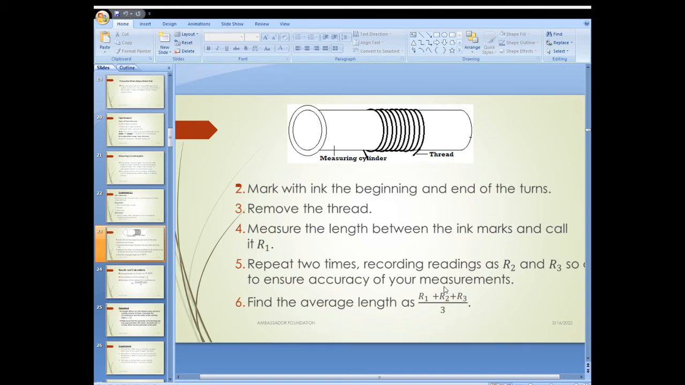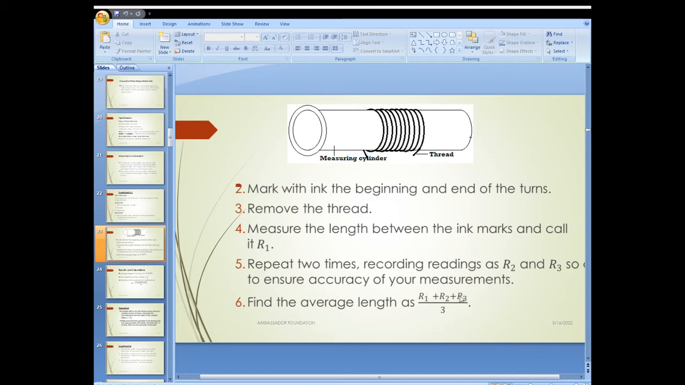So let me explain this in a minute. We mark with the ink the beginning and the end of the turns. Then you let the thread go around several times. In our case here, we let it go 10 times. So we get R1, which is actually 10 times the circumference of the cylinder. But because we are aiming for accuracy, we do it a second time and a third time. That's why we have R1, R2, R3.